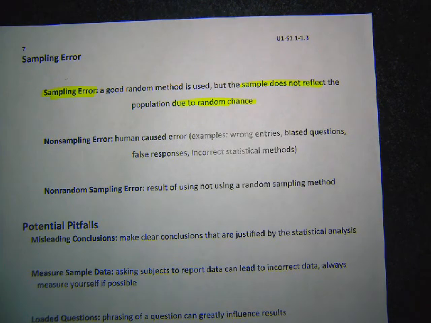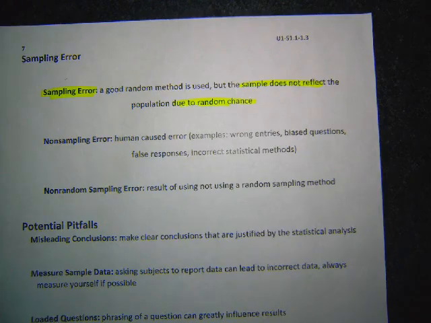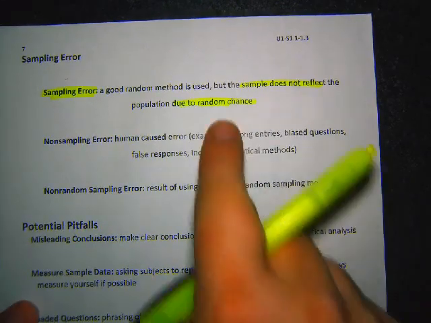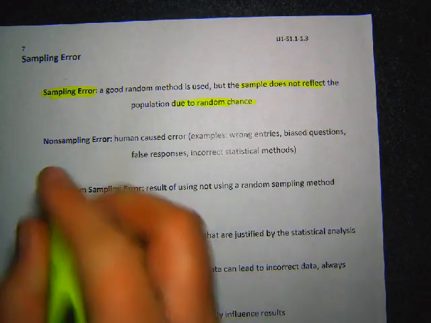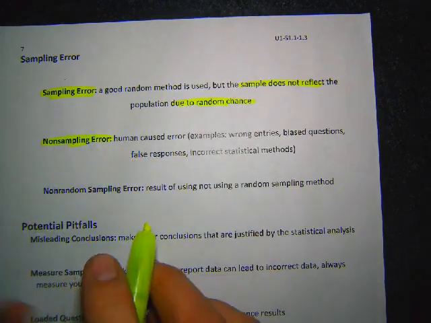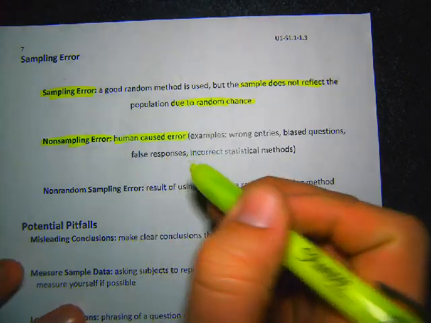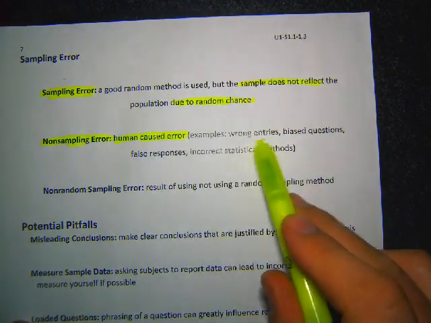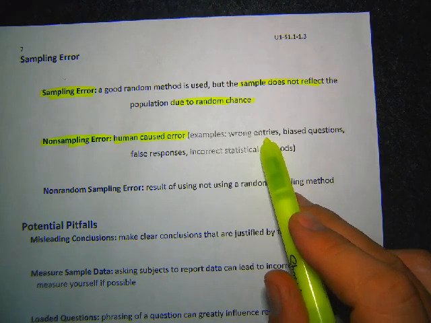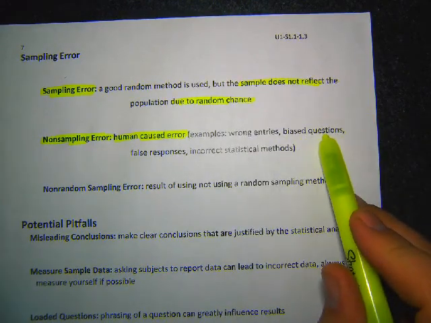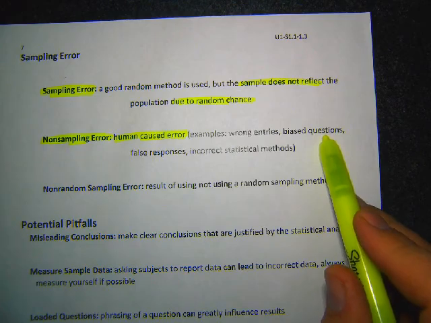That's why people do multi-step tests, or test over again to see what happened, because sometimes it's just random chance. Non-sampling error is not from the sampling; this is human-caused error. This is where humans make mistakes. You put wrong entries in, so when you're filling out your survey, you just fill it out wrong. Someone writes biased questions that sway people one way or the other.